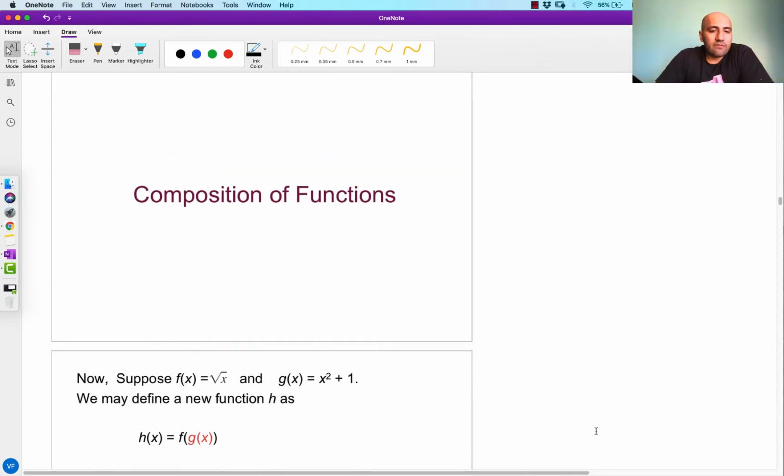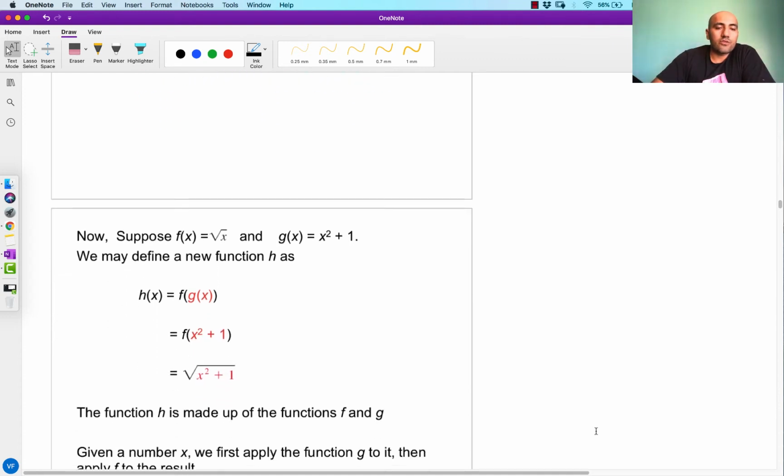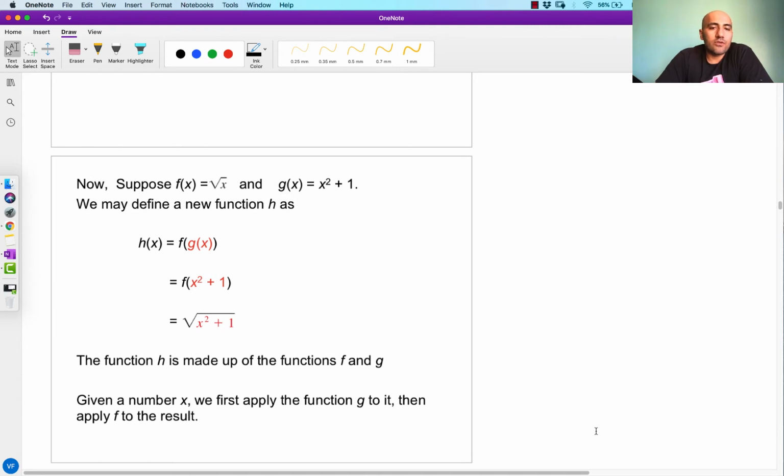Okay, moving on to composition of functions. Suppose that f of x equals the square root of x and g of x equals x squared plus 1. We might find a new function h. We may define a new function h as h of x equals f of g of x, right? So what we're doing here is that we are going to evaluate one function at another function, right? Let's spend a little time with that. So pause that for a second.